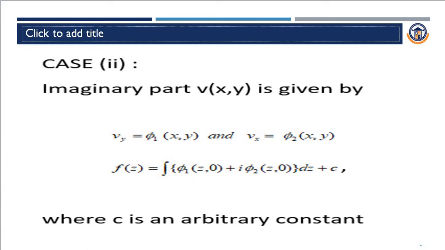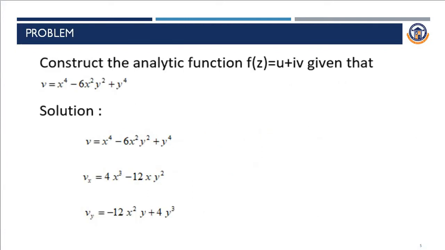Let's see, the first step is the given value v. v equals x power 4 minus 6x squared y squared plus y power 4. This imaginary part contains three terms.